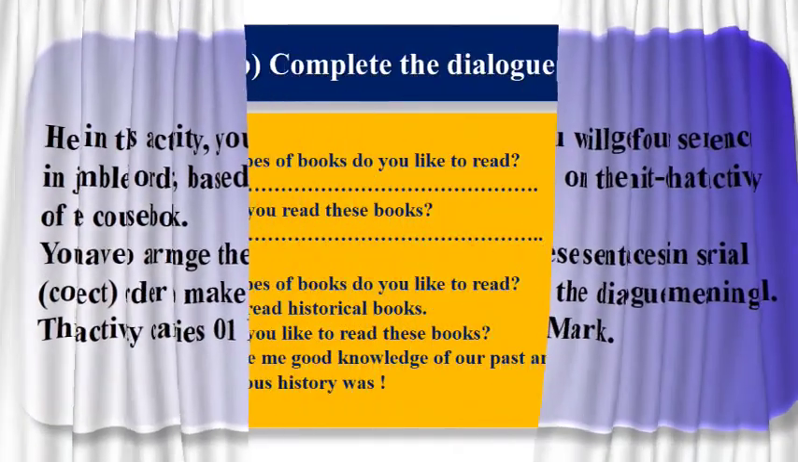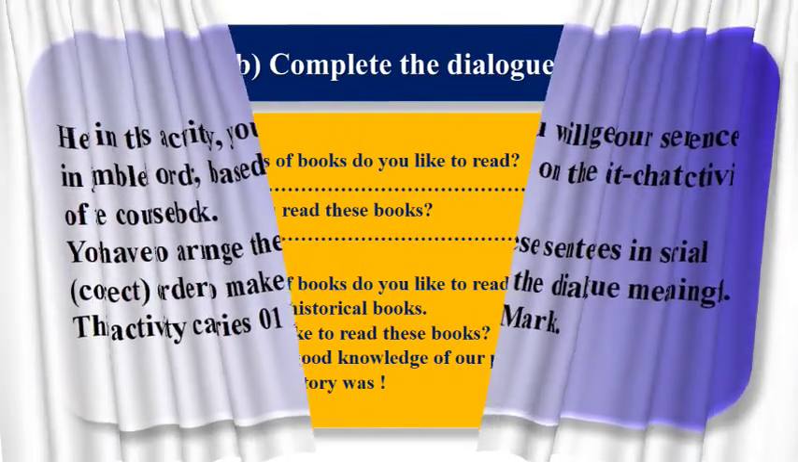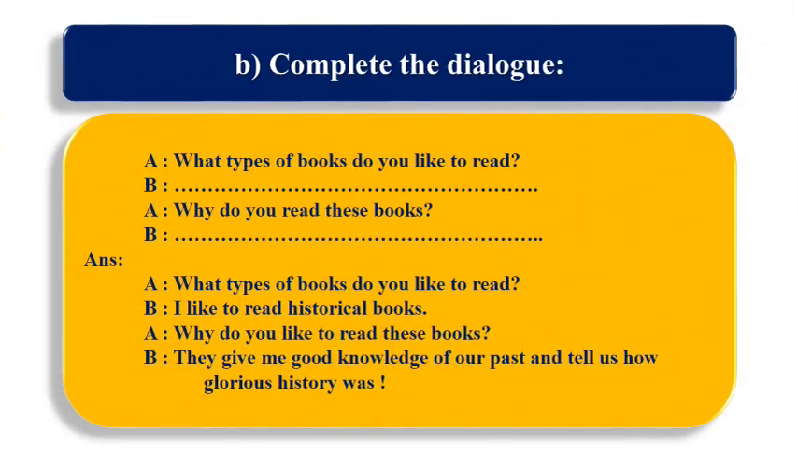Now let us look at the second sub-question type. B. Complete the dialogue for 1 mark. It also depends on warming up and chit-chat activities from the course book. Here you will get 2 questions from the chit-chat activities, you have to write correct answers. Let us see the example of the question type B.